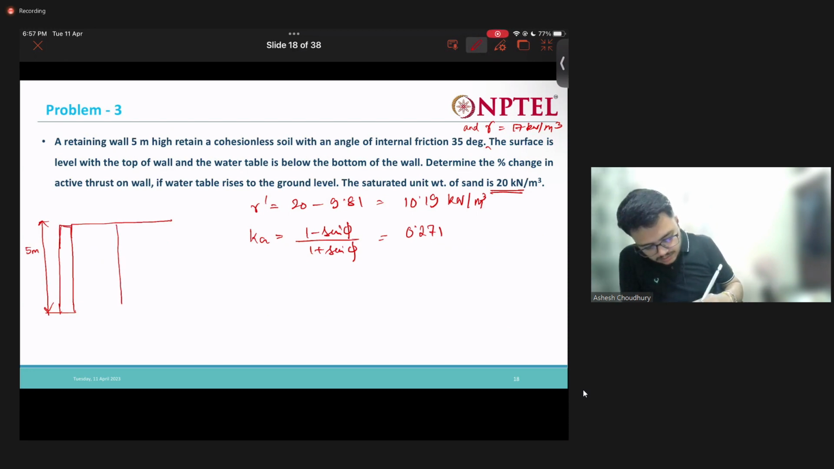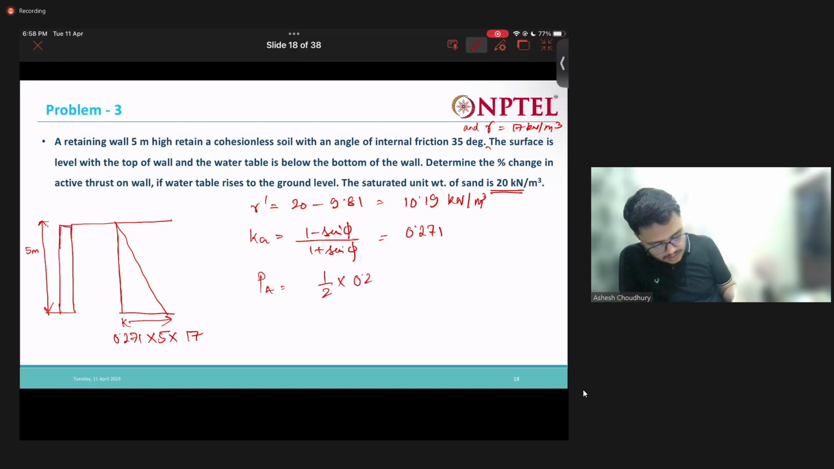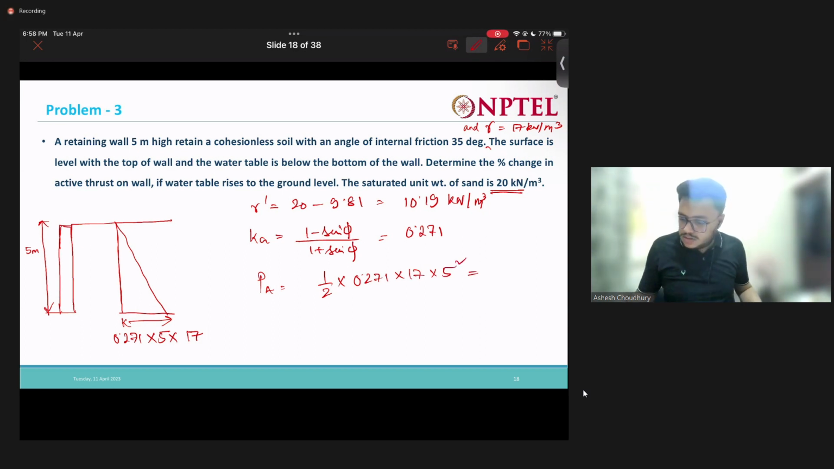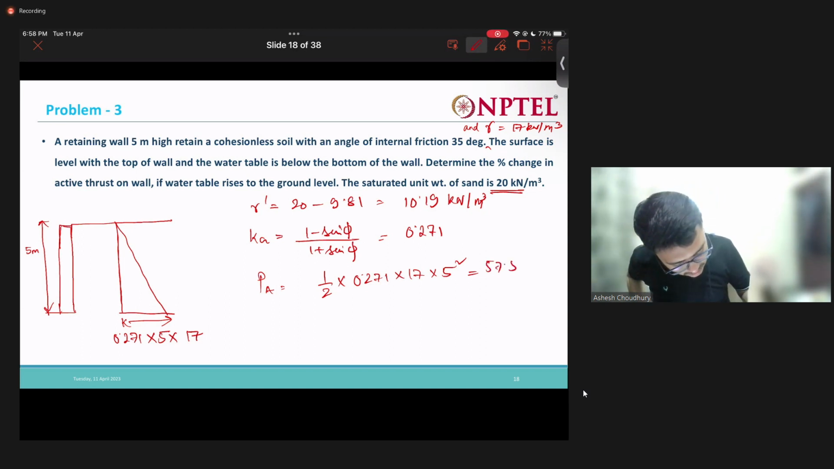Right. So for the first case, what is this? 0.271 into 5 into 17. So P is half into 0.271 into 17 into 25. 57.58.